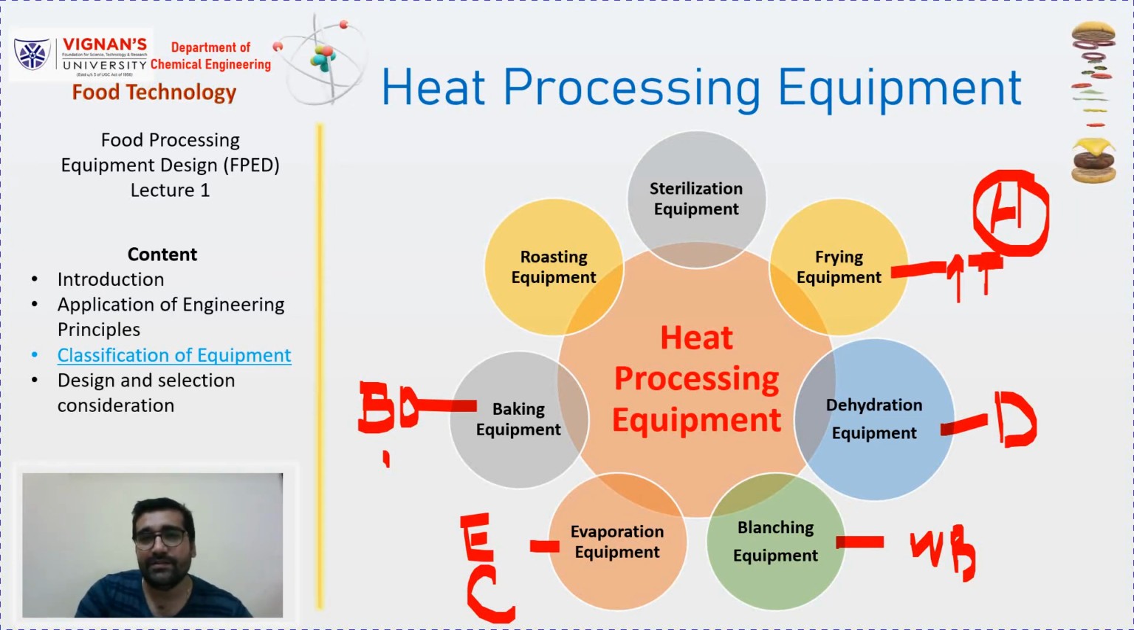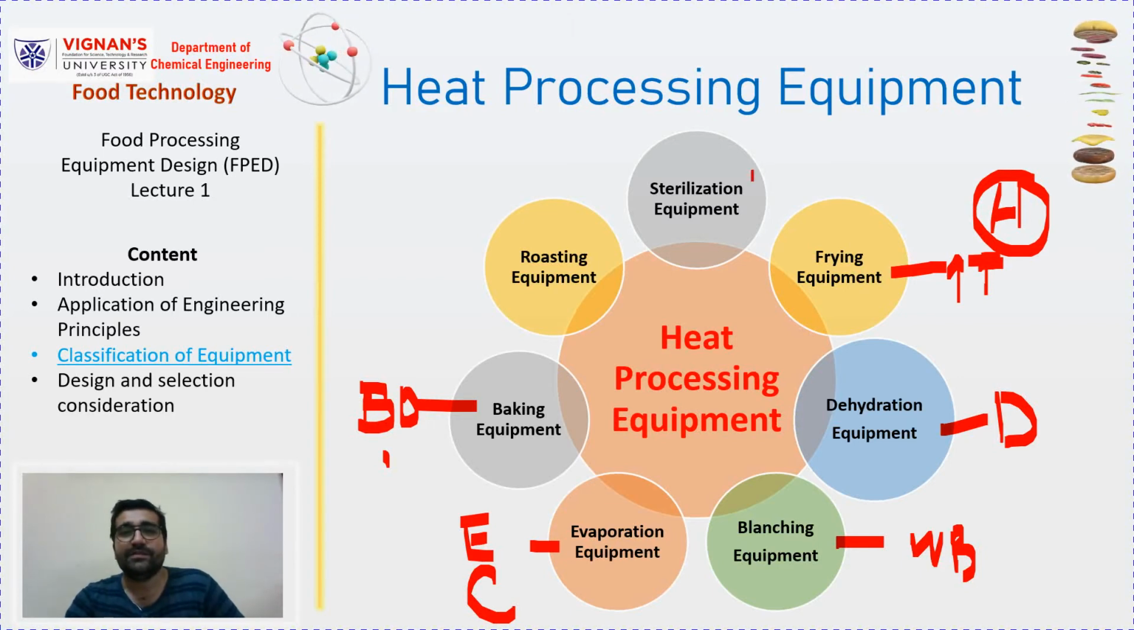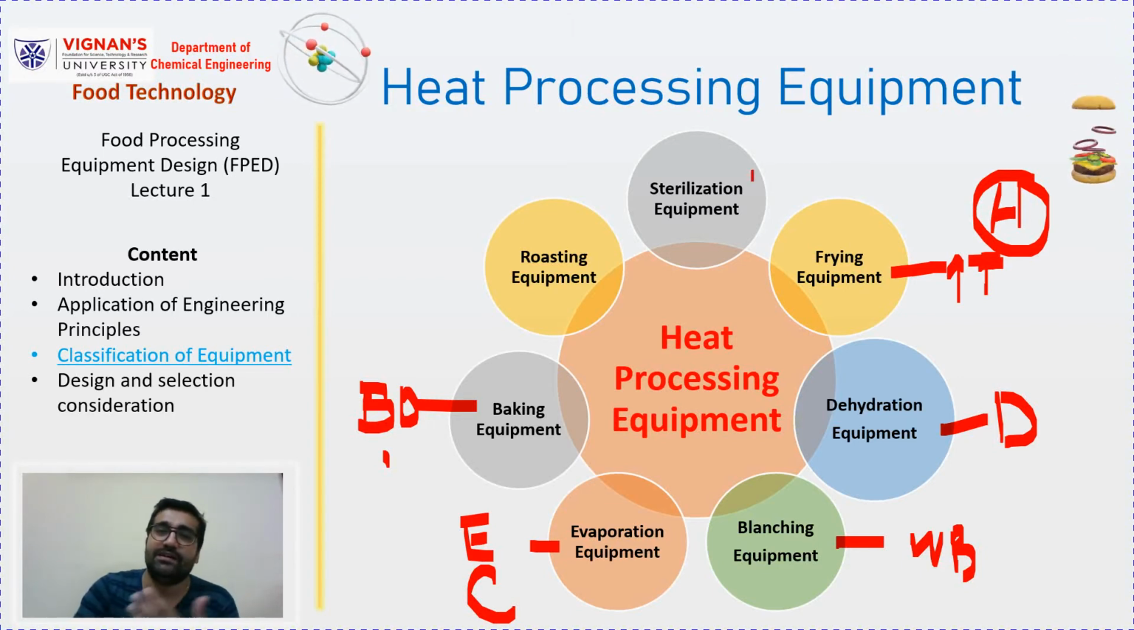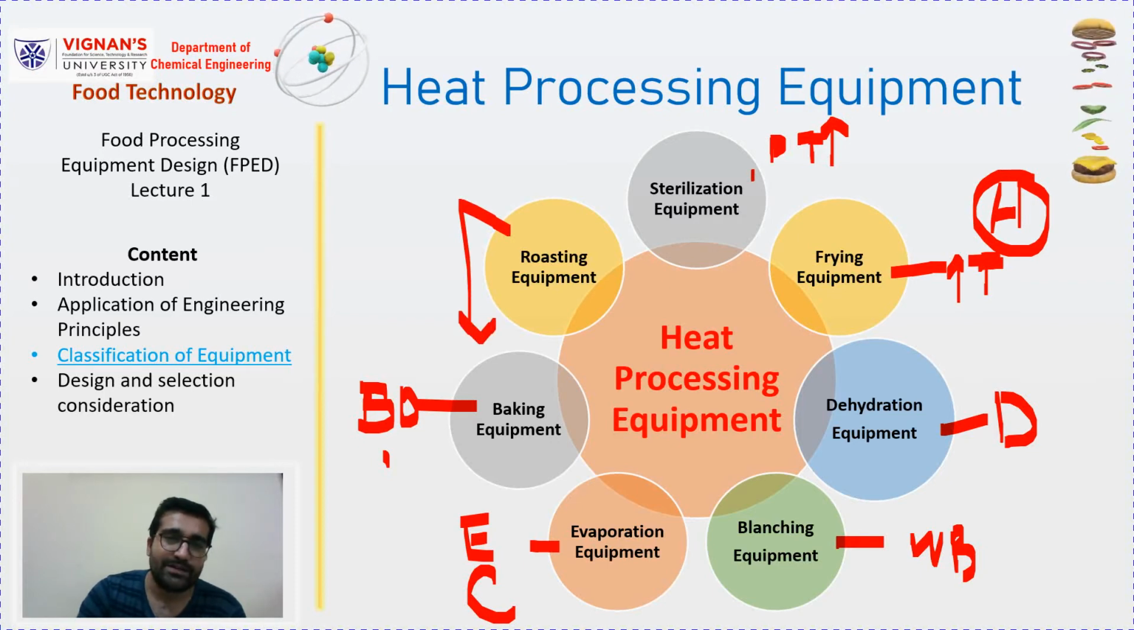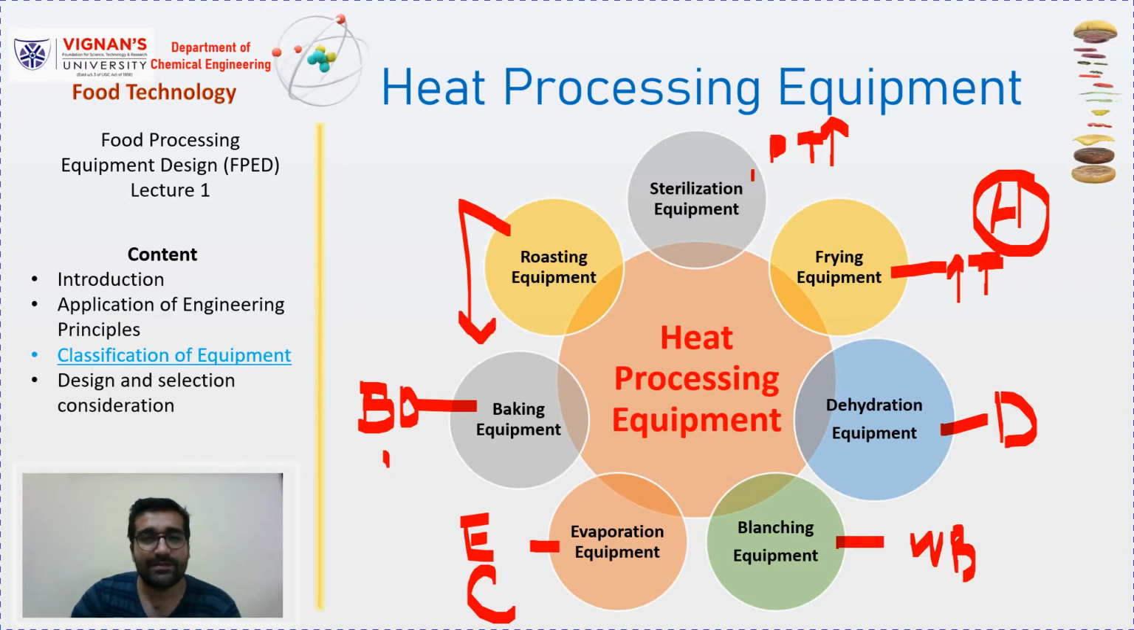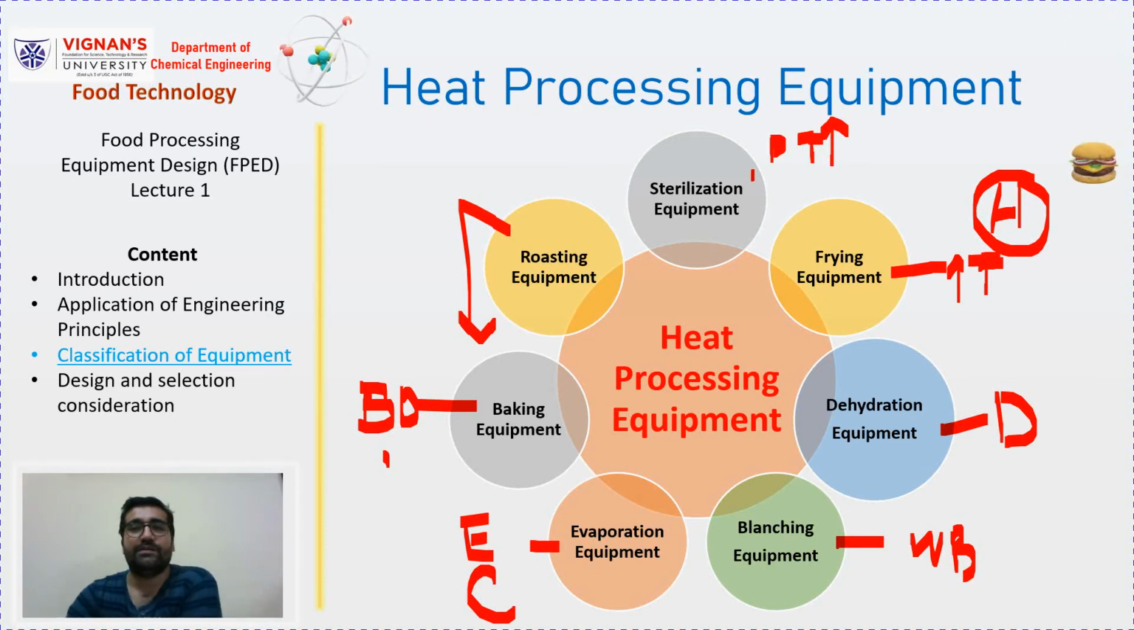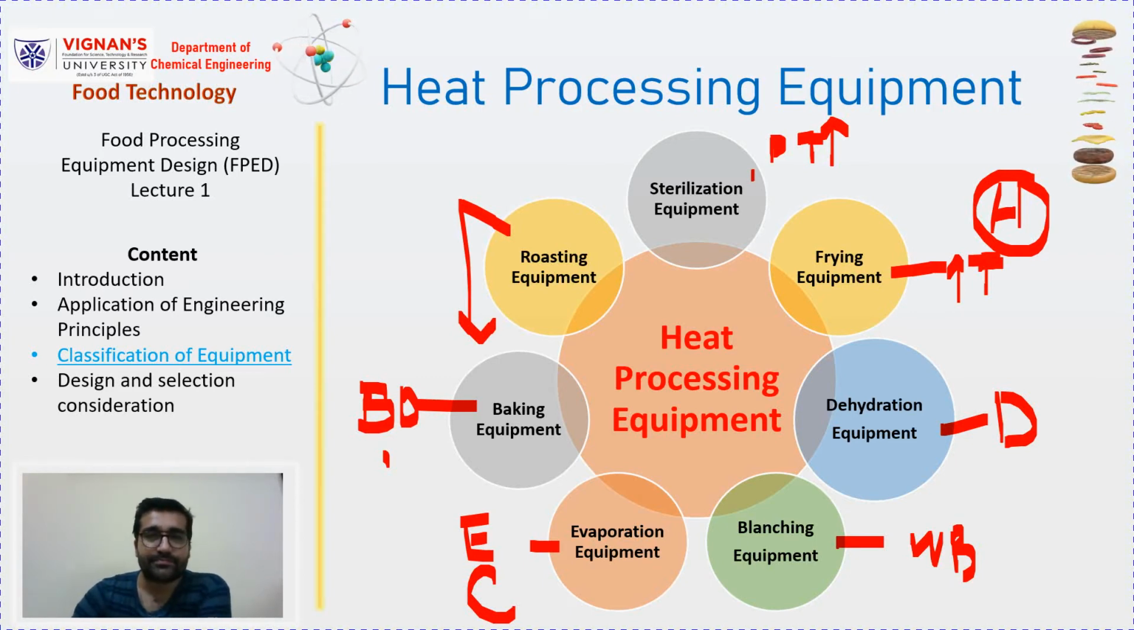Then comes the sterilization equipment. Sterilization equipment are those in which pressure and temperature are high. Then come the roasting equipment. Roasting equipment are very similar to baking equipment, like roasting ovens, in which we achieve a very high temperature.